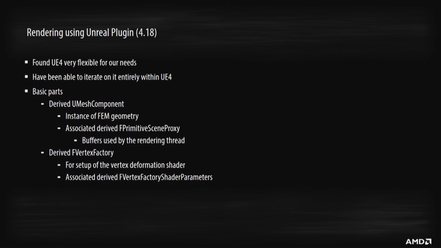And the basic parts for implementing this were deriving a custom mesh component, which has all the geometry for the FEM object, and an associated scene proxy, which has copies of buffers that are used in the rendering thread. And then we have a derived vertex factory. The vertex factory is basically representing our vertex shader with the deformation, and it has associated shader parameters, which will point to resources, basically.